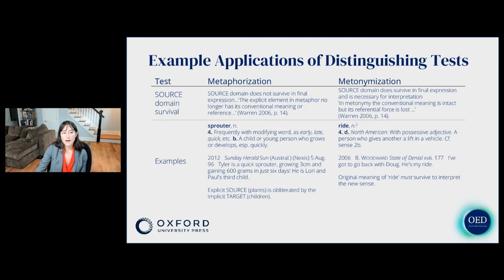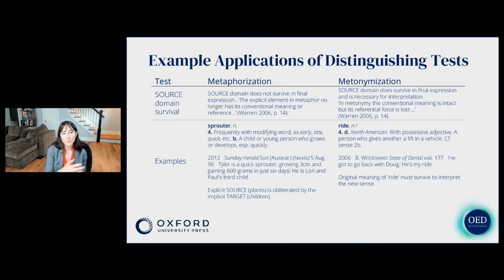It no longer has its conventional meaning or reference. An example there is sprouter, also from the sample, in the sense of a child who quickly grows. The explicit source of plants is no longer present in the meaning once the sense has metaphorized. The source domain survival, it's simply not there, and that is one sign that this occurred via metaphorization.